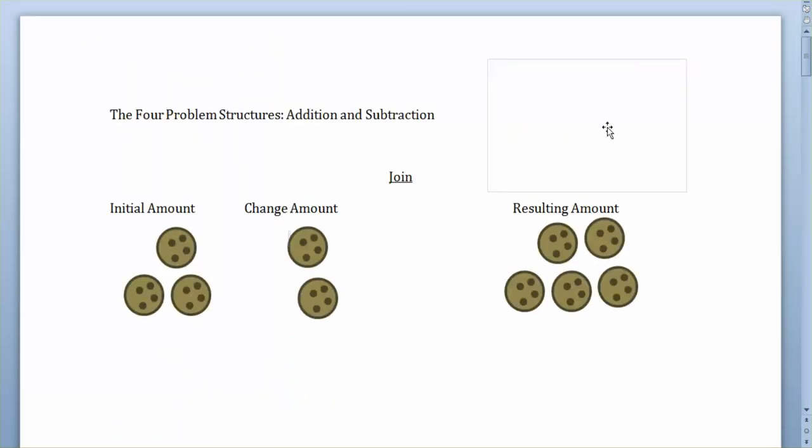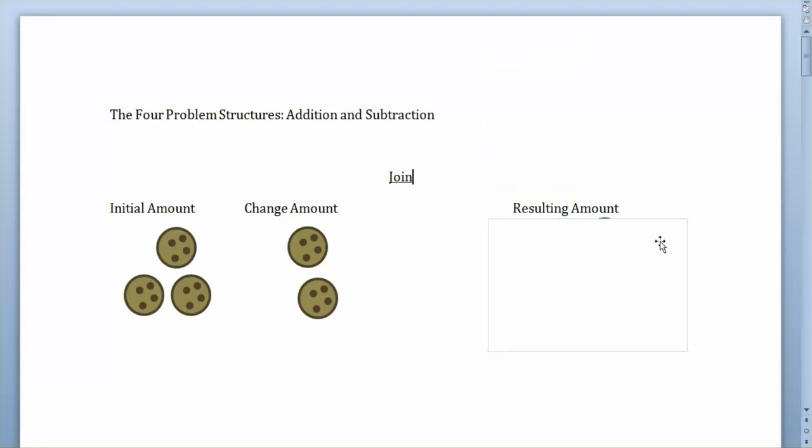There are 3 different kinds of join problems. We can have a join problem where the resulting amount is unknown. For example, Dr. Ross had 3 chocolate chip cookies. Dr. Lucas gave him 2 more. How many did he end up with?